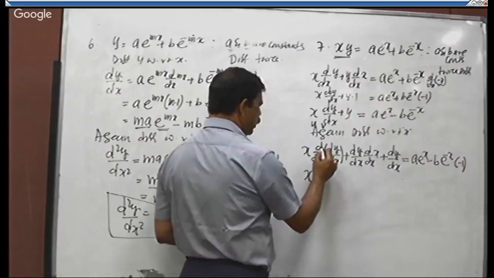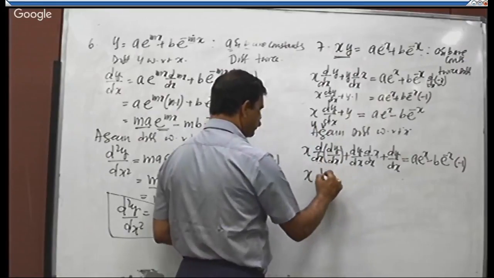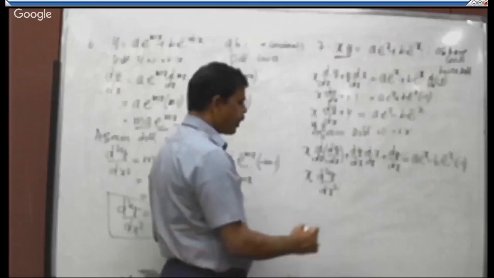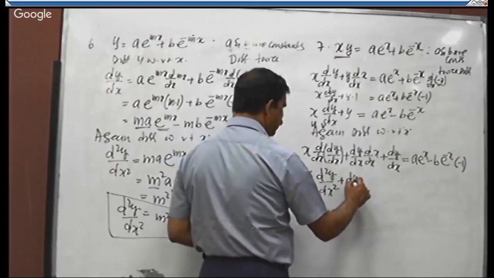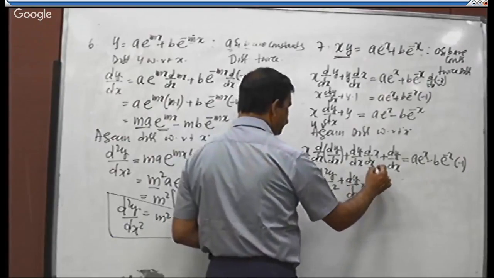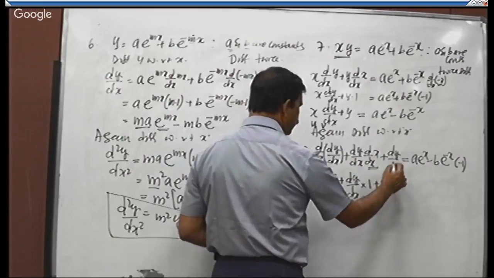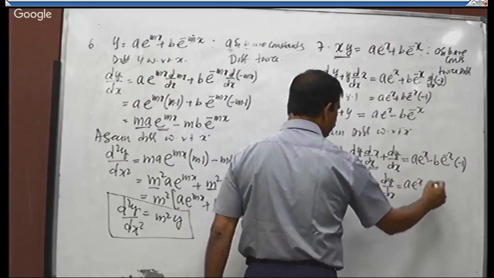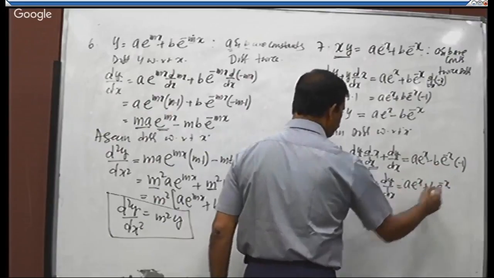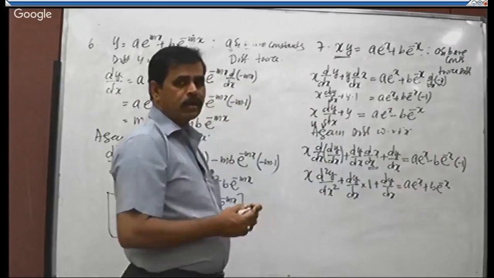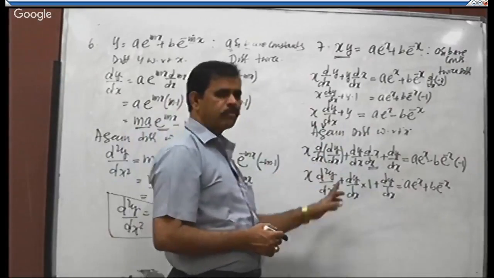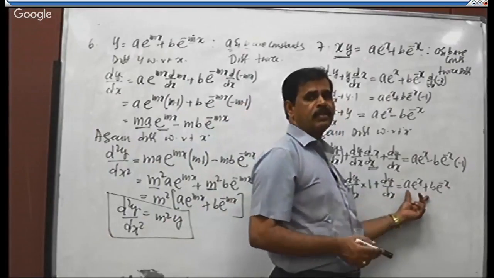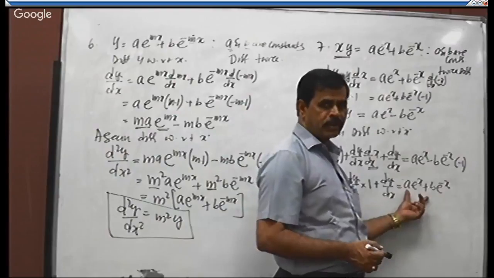x into d/dx of dy/dx is what? It is the second order differentiation, d square y by dx square, plus dy/dx into the differentiation of x, which is 1, plus dy/dx is equal to a into e power x plus b into e power minus x. See, two constants are there and we have differentiated two times. After differentiation two times, we still have constants. Then we have to go for the substitution method, right?